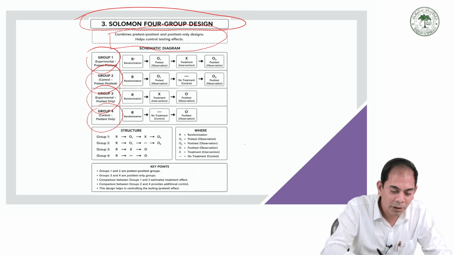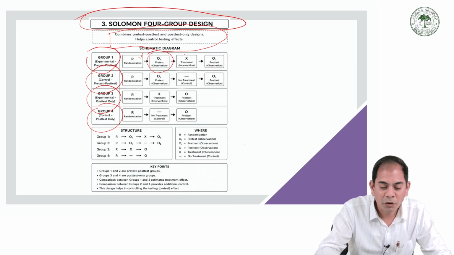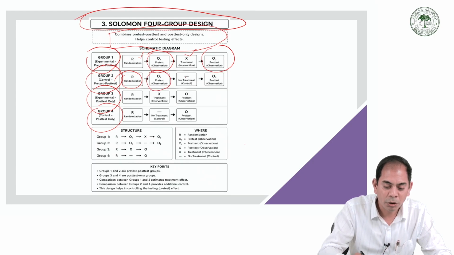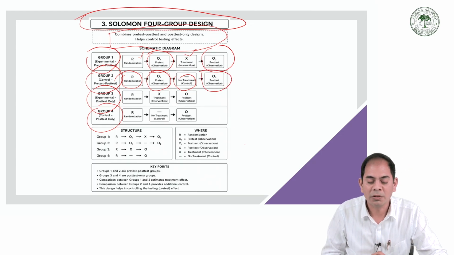The first experimental group means first randomization. After that we give the baseline assessment and then treatment, and after that the post-test. Second group, that is the control group. With the help of randomization we prepare the group, collect the data from the pre-test, no treatment, and after that record the post-test observation.